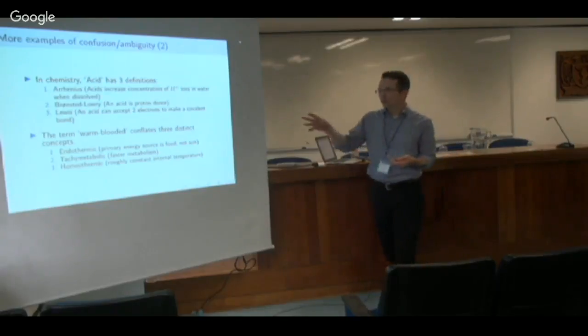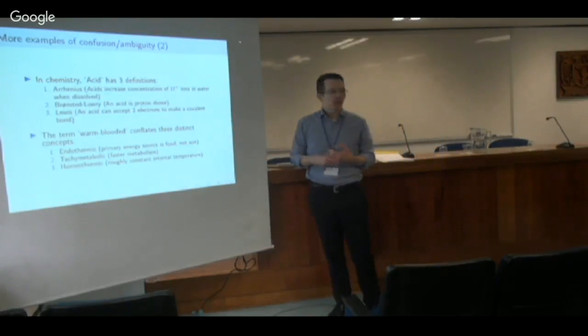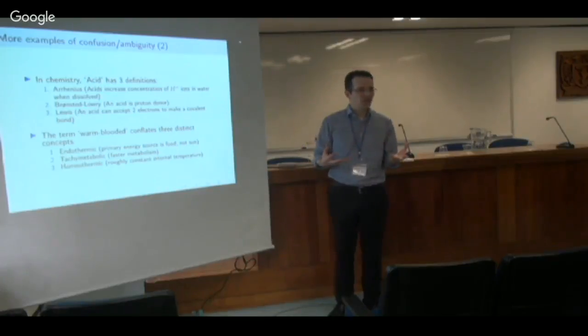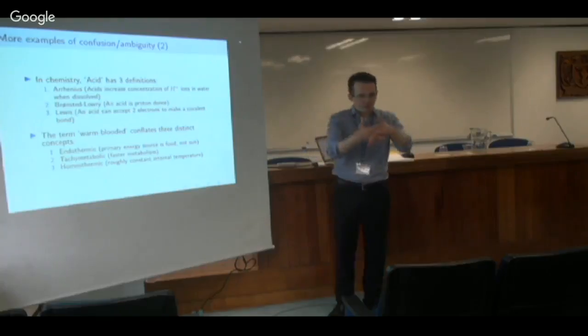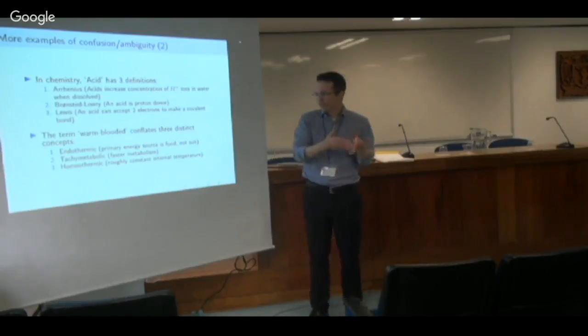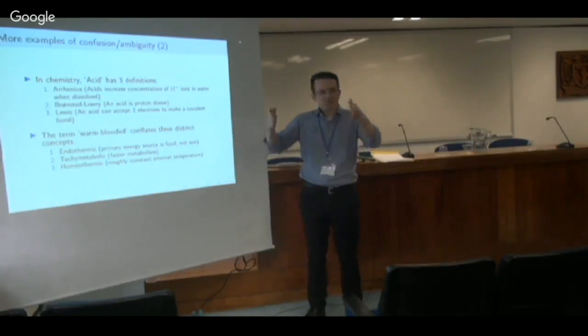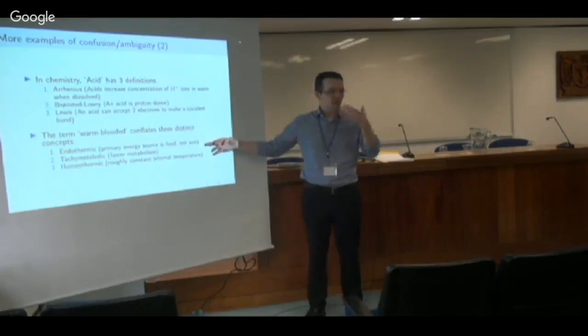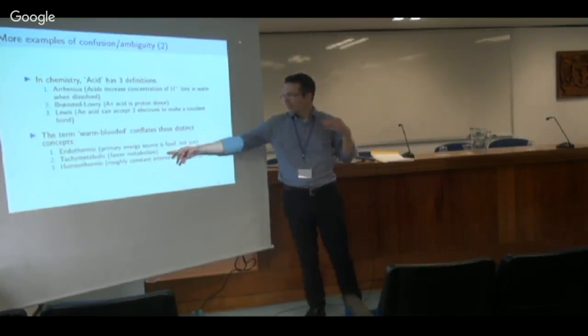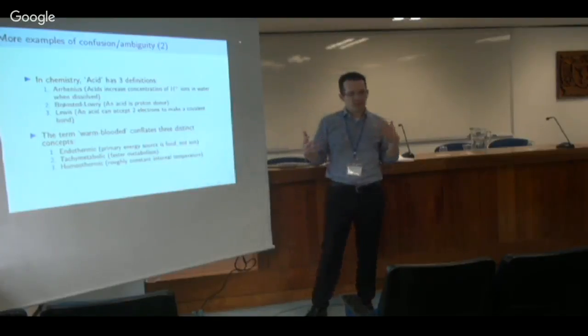It's not just the physical sciences, it's also the biological sciences. When I was in high school and I took biology, they told me there are warm-blooded animals and cold-blooded animals. It turns out that warm-blooded and cold-blooded are both confused concepts. They bring together things that are actually three distinct things. The three distinct things often clump together, but they are actually three different biological things, and they can come apart. So the three different, unconfused concepts are: an endothermic animal is one whose primary energy source is food and not the sun, right? Tachymetabolic just means you have a faster metabolism.